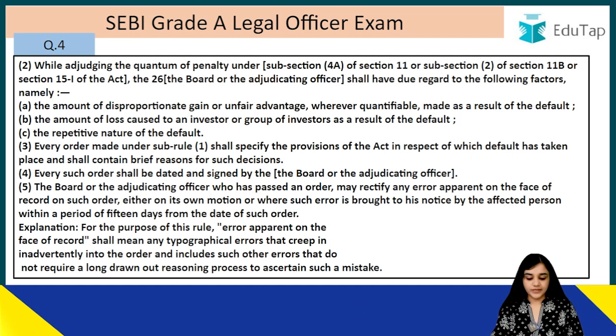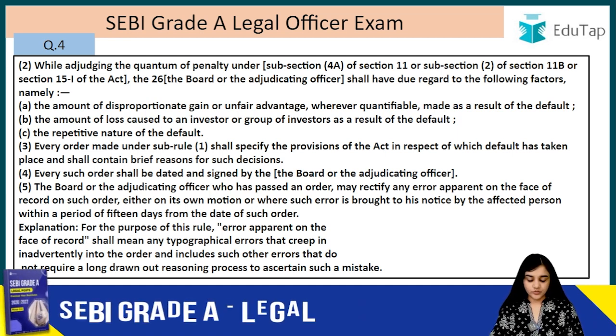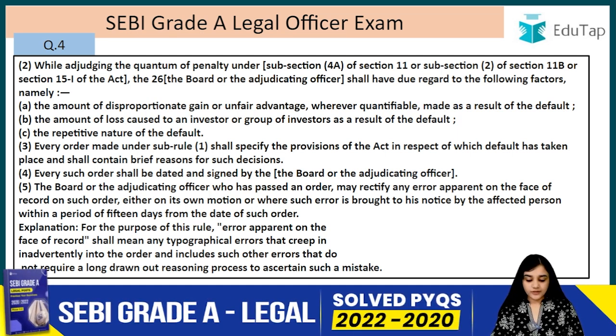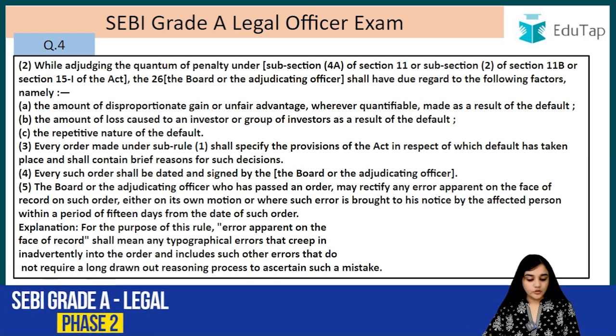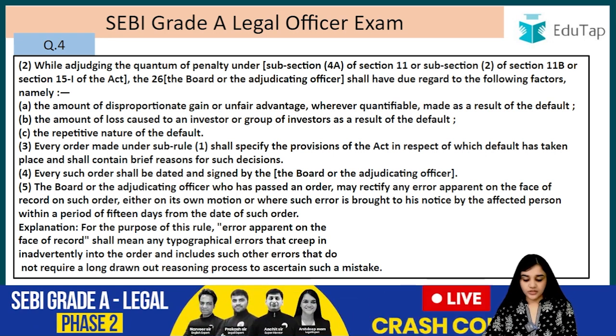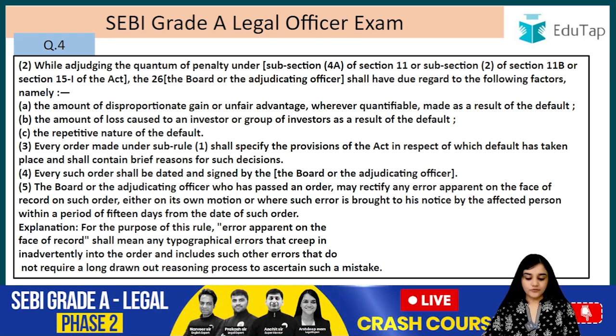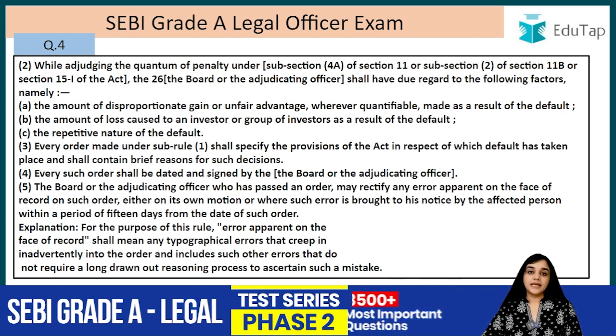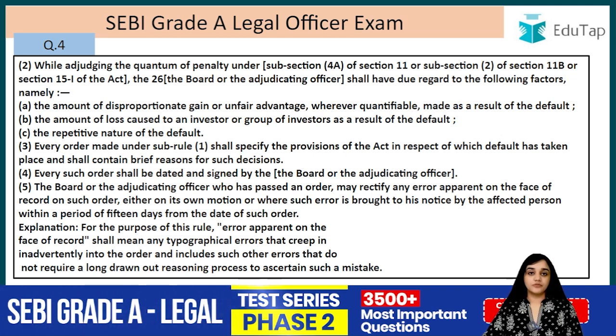Every such order shall be dated and signed by the board or the adjudicating officer. The board or the adjudicating officer who has passed an order may rectify any error apparent on the face of the record on such order, either on its own motion or where such error is brought to his notice by the affected person within a period of 15 days from the date of such order. So, for example, if any error has been made in that order, the board or the adjudicating officer will rectify it within 15 days, right? So it is given, they will do it within 15 days.